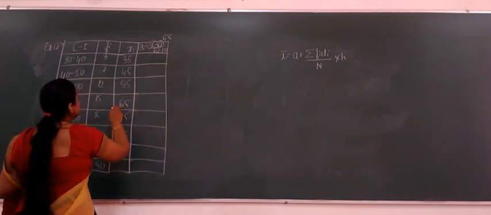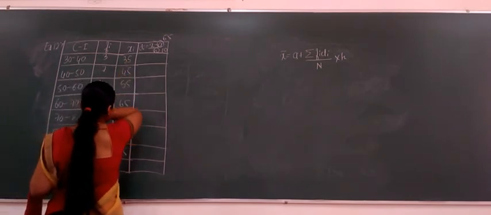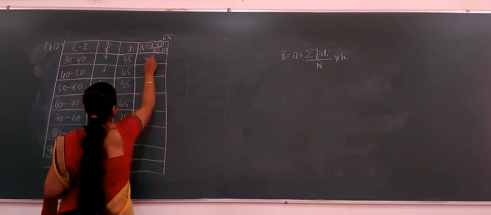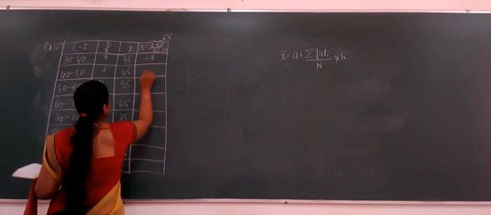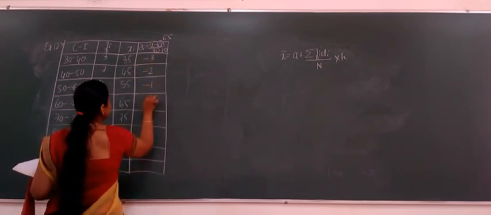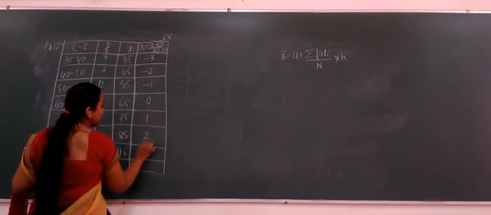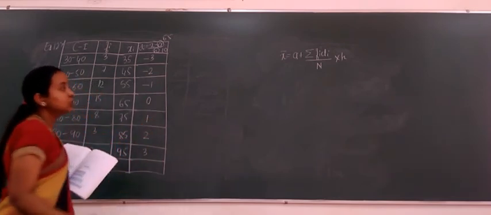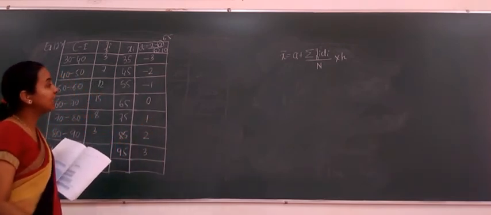So let us calculate di. 35 minus 65 will be minus 30, divided by 10. It is minus 3. Next, minus 2, minus 1, 0, 1, 2, 3. So is this enough to calculate the mean?